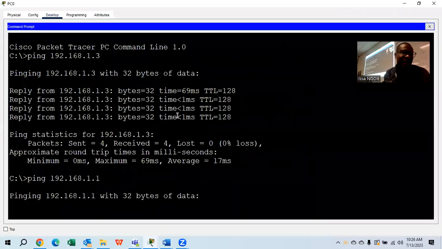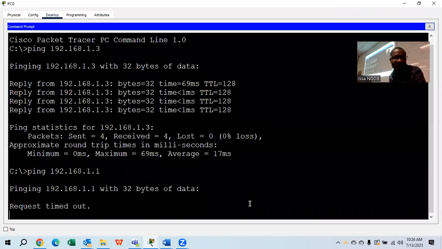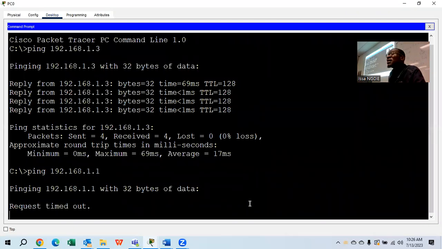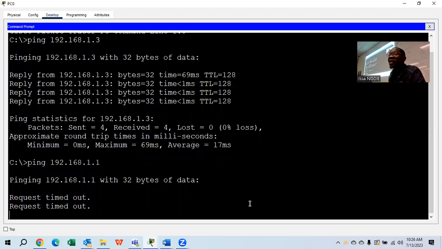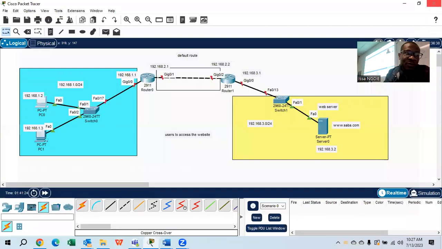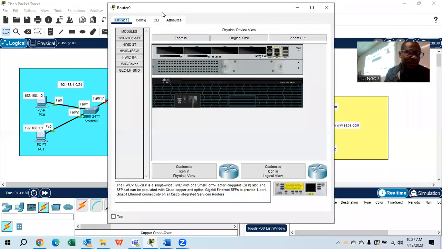We're gonna see how the response will come. Request timeout, right? Why? Because the interface from the router is off, right? Now what we're gonna do, we're gonna bring it up and we're gonna try to ping again. Let's bring it up.